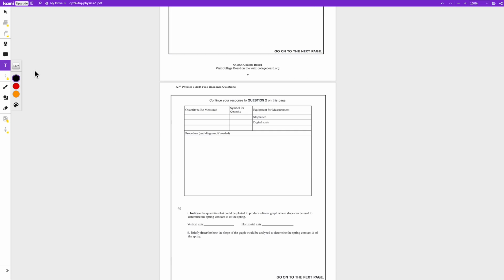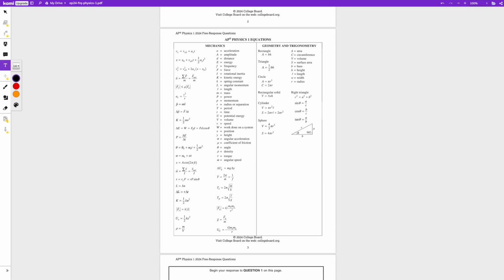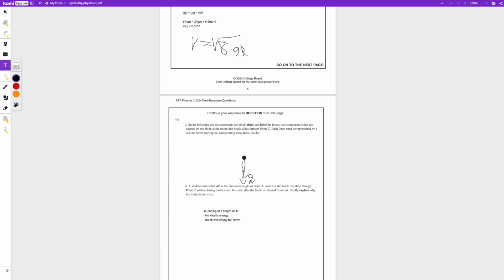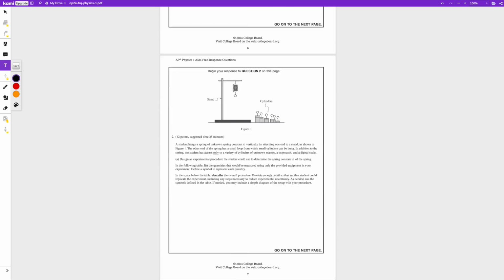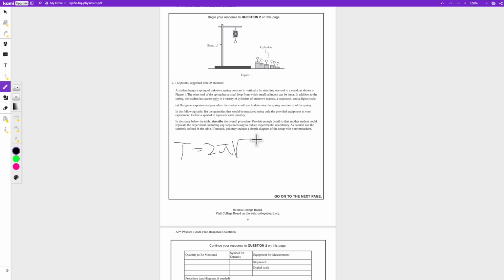So what comes to my mind is the equation for the period of a spring. If we go up here to our equation sheet, I believe it should be here. Yep. The period of a spring is equal to 2 pi times the square root of m over k, where k is our spring constant. So let's just write that out over here. So T is equal to 2 pi square root of m over k, where m is the mass of the cylinder.